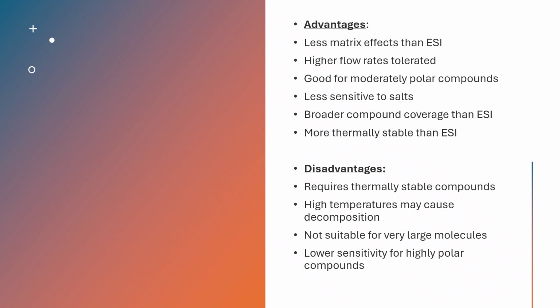The trade-off is that you need thermally stable compounds. If your molecule falls apart at high temperature, APCI won't work. Also, it's not great for really large molecules like proteins. APCI is commonly used for steroids, lipids, drug metabolism studies, and small to medium sized molecules, generally under 1500 Daltons. It's very popular in pharmaceutical analysis and environmental work.